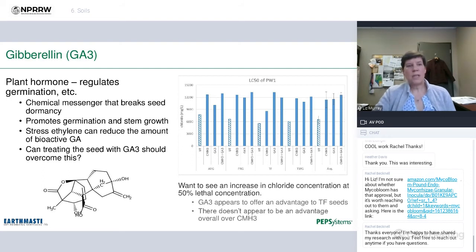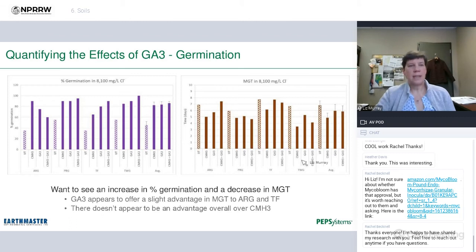If you look at mean germination time as well as percent germination, once again, you're looking at the untreated control versus the treated control. Looking at the averages, you want to see a bigger increase in percent germination and a smaller amount on the mean germination time. And really, there isn't any advantage to adding gibberellin over just using the bacteria alone. So we kind of struck out with that one.